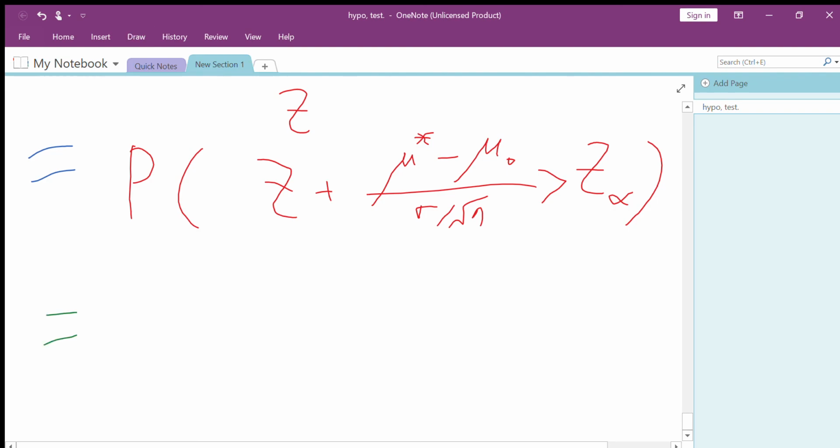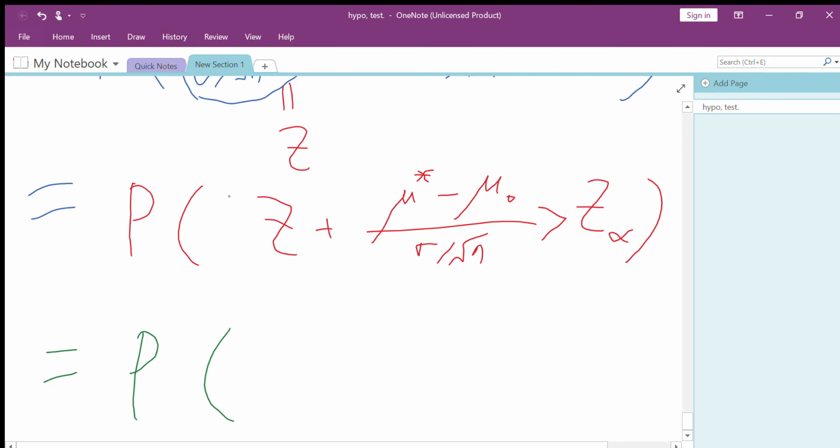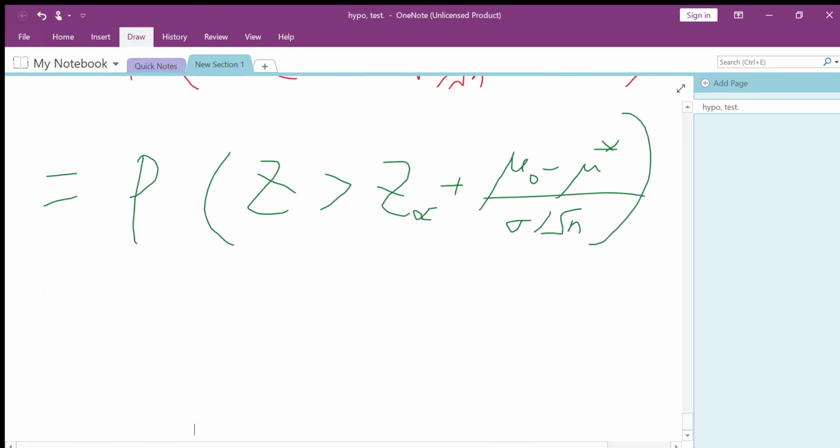Finally, we got the power function, which is the probability that z is greater than z alpha plus mu 0 minus mu star divided by sigma divided by square root of n. This function is denoted as 1 minus beta. This is the power for this hypothesis testing.